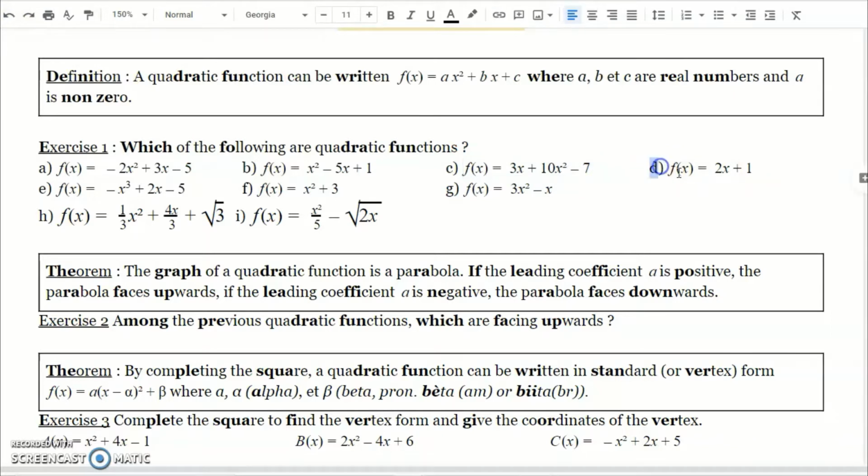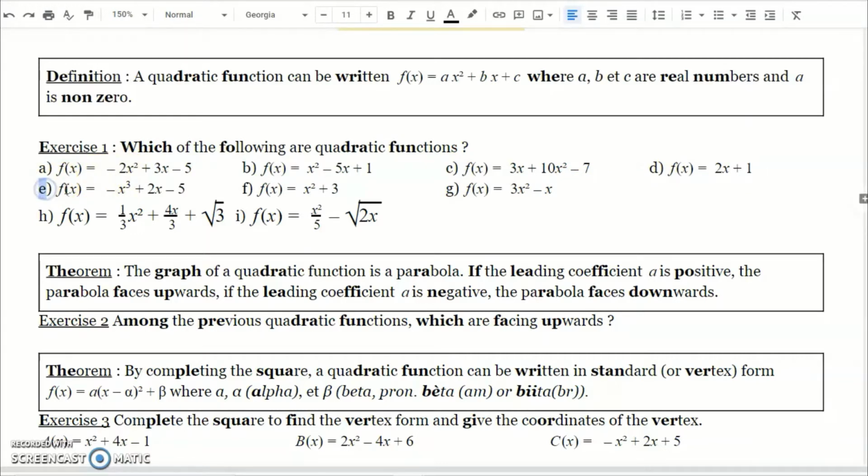D. f of x is equal to 2x plus 1. There's no x squared in this expression, so we can say that a is 0, and it's said in the definition that a should be non-zero. So this is not a quadratic function, this is a linear function.